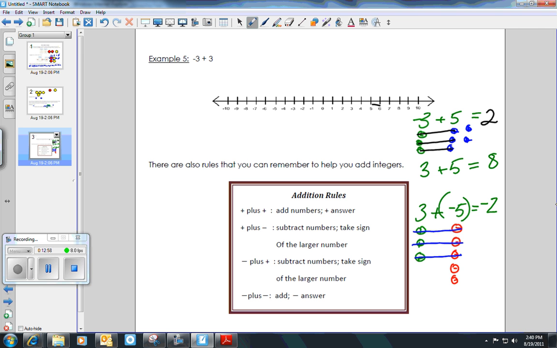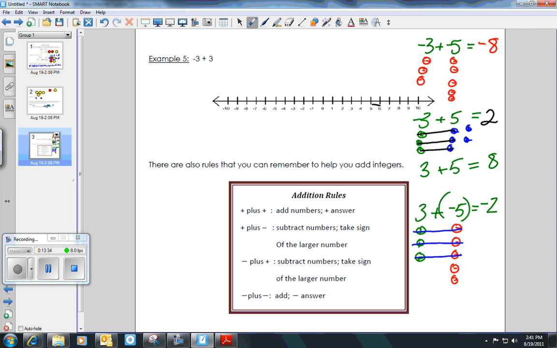If I have 2 negative numbers, negative 3 plus negative 5, I'm going to have 3 negatives and 5 negatives. Now I don't have any positives to cancel any of these out. There are no positives in my problem whatsoever. I have all negatives. So I'm going to count up how many total negatives I have, and I have 8 negatives. So the answer is negative 8.